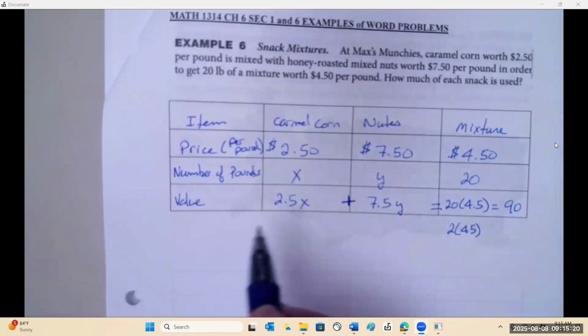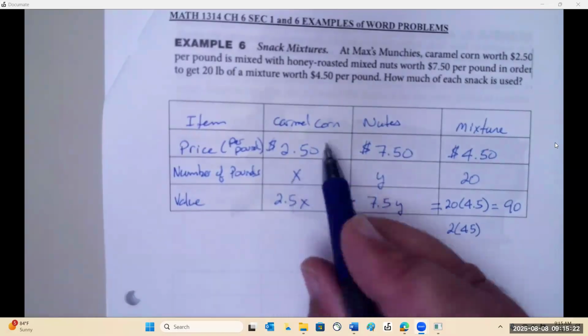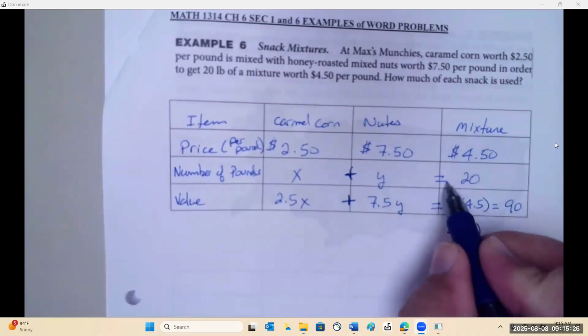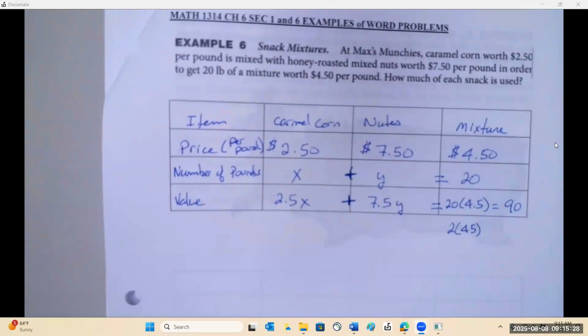Well, look at the number of pounds. If the number of pounds of corn plus the number of pounds of nuts, shouldn't that equal 20? Yes, we do have. Again, I asked you once before, never respond to my questions before you think about it. I barely even finished the question. Do not answer until you look at everything.